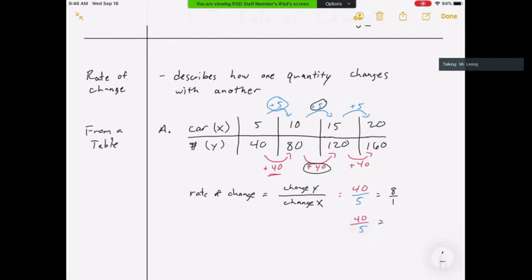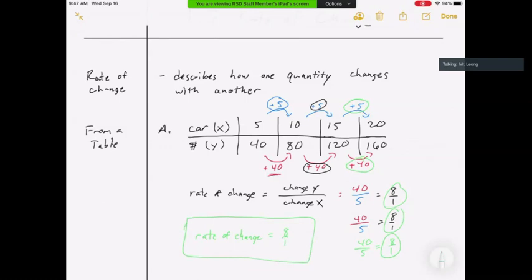Which is still equal to 8 over 1. And then this last one right here, 40 over 5, which is equal to 8 over 1. So this has a rate of change. And what is the rate of change? The rate of change is 8 over 1 in this problem. That would be your final answer.